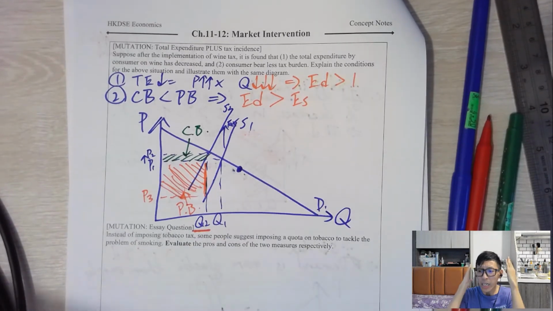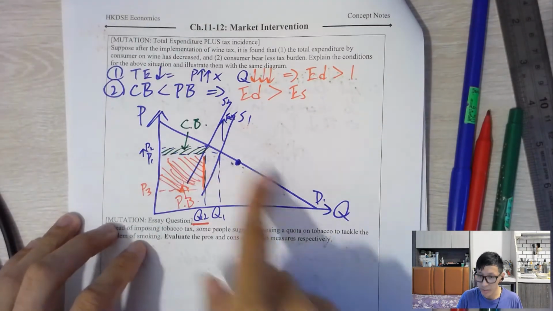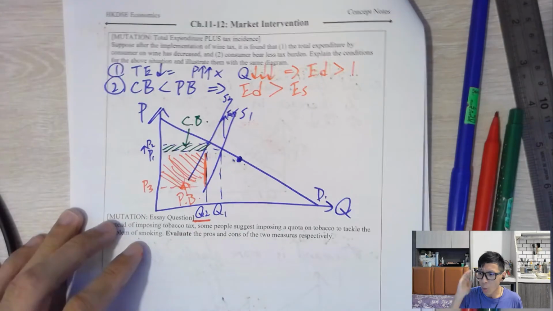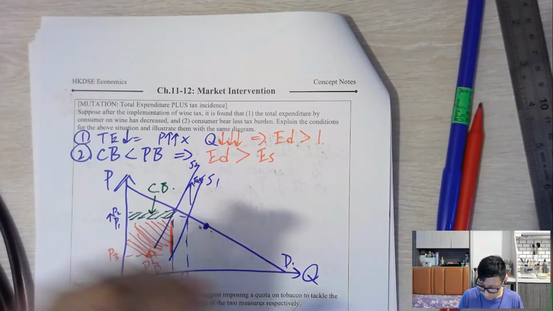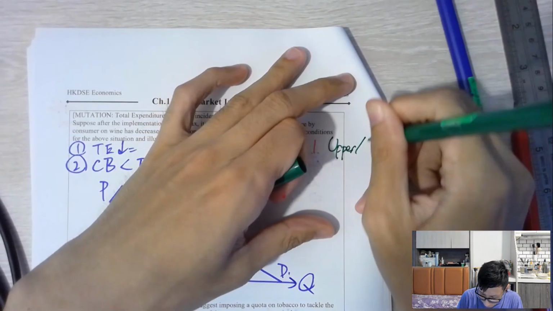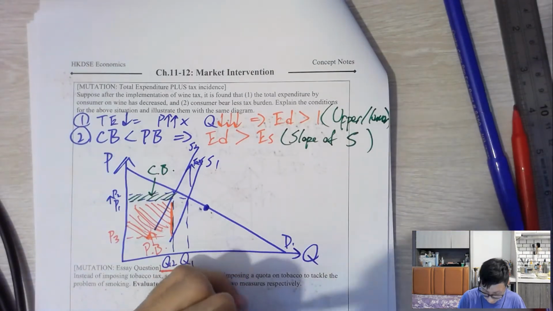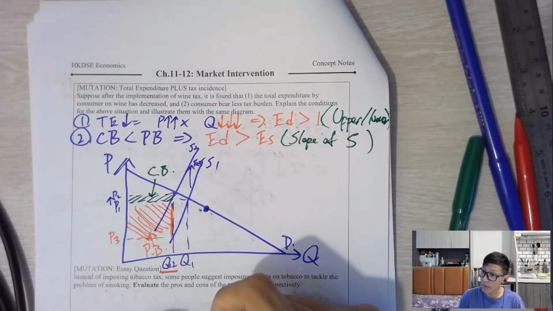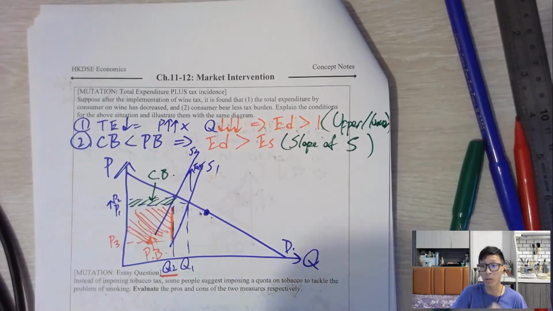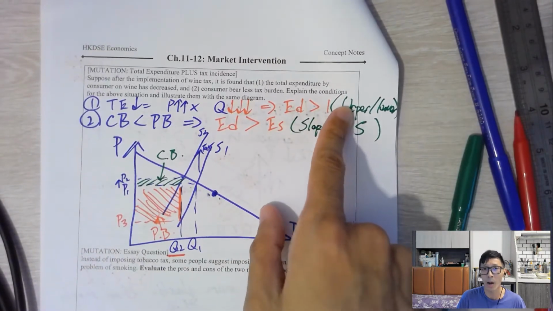Do you see? If you follow our actual way of drawing elasticity of demand, these two conditions are actually easy to control. This is by controlling the upper versus lower part of the demand. Well, this condition is by controlling the slope of supply. If you used to draw by slope, good luck, I can't help you, OK? So that's why I advise you always follow this proper way.